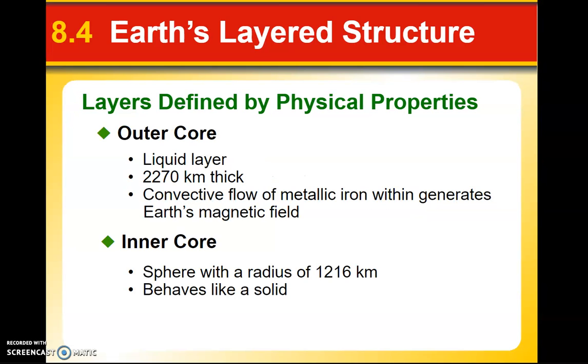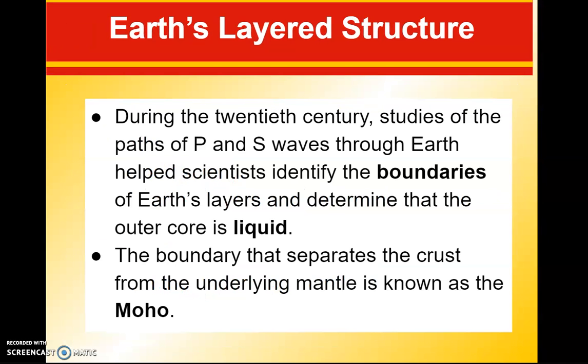The outer core is a liquid layer. It's 2,270 kilometers thick. There's a convective flow of metallic iron within it, and that's what generates Earth's magnetic field. The inner core, the very inside, behaves like a solid sphere, and it has a radius of 1,260 kilometers. It's also made up of that iron-nickel alloy.